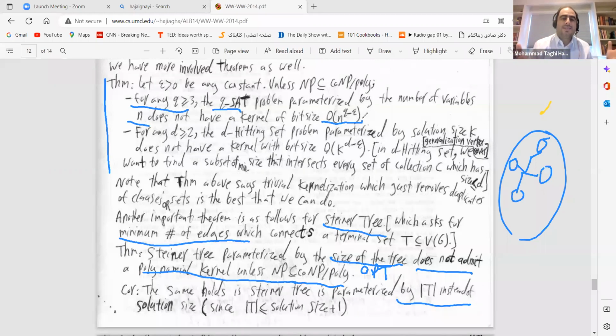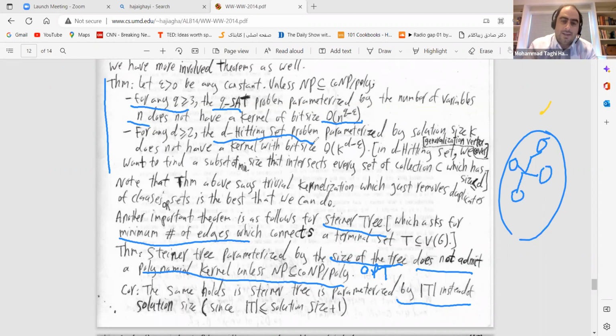So in some sense, this says that for this Q-SAT, there is nothing more interesting than n to the q, and n to the q is all possible clauses that you can have. The same thing we also have for d-hitting set. So the d-hitting set problem is a generalization of vertex cover.